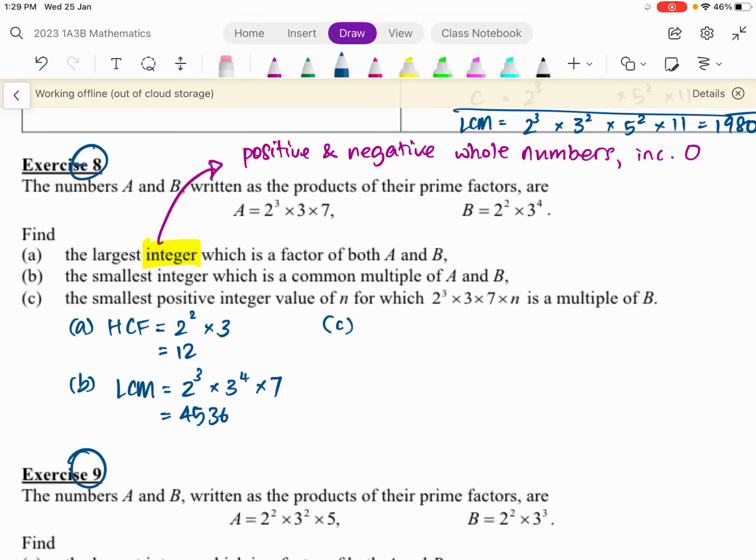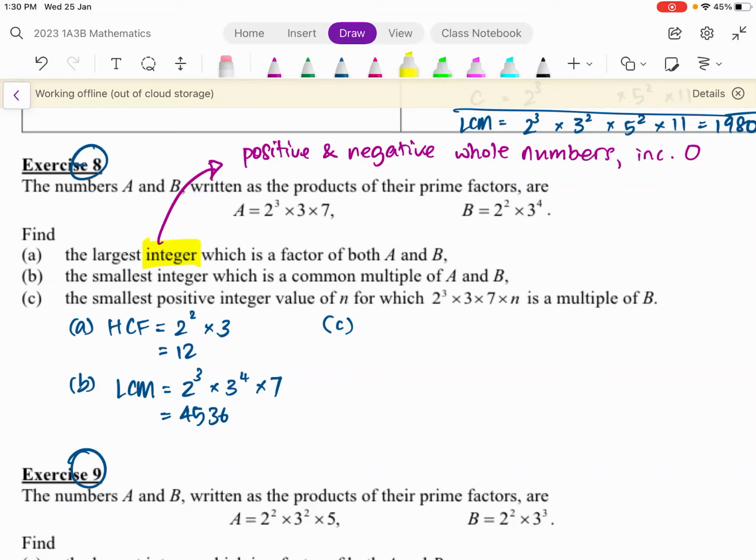Part C is now quite a different question. The smallest positive integer n for which 2 power 3 times 3 times 7 times n is a multiple of B. Honestly, who understands the question? Anybody here understand? Quite difficult to understand, right? For most of you. In fact, when I was a student, I thought it was quite difficult to understand. But let me try and help you break it down, okay? That's what I'm here for. I'm here to teach, but I'm not here to give you the answers.